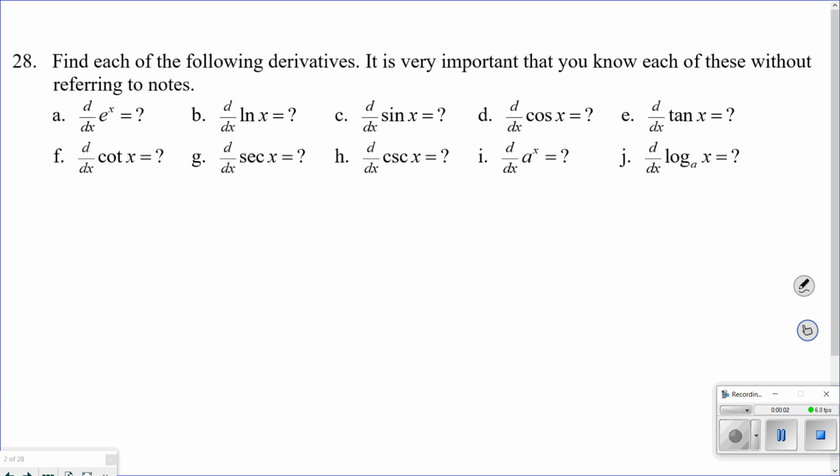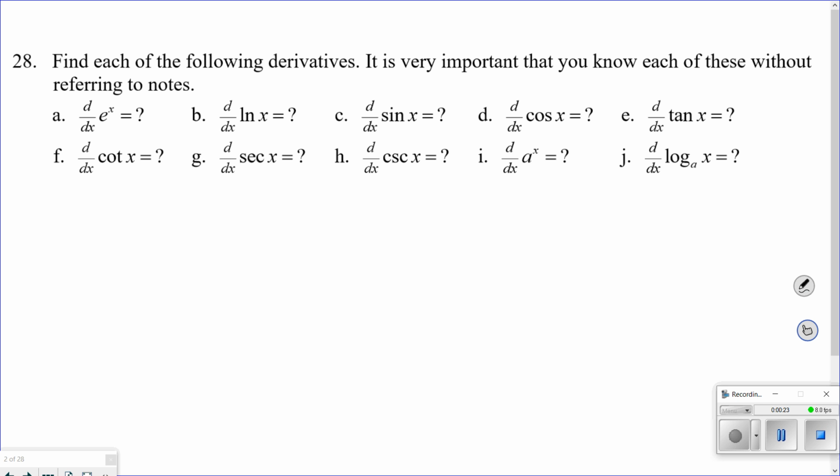Before we start on 6.2, I wanted to go back through and look at number 28 from 6.1. It'll be important for the lesson we're doing today. So if you haven't already, pause this and run through these derivative rules really quick to make sure you remember them all, and then we'll go through them together.